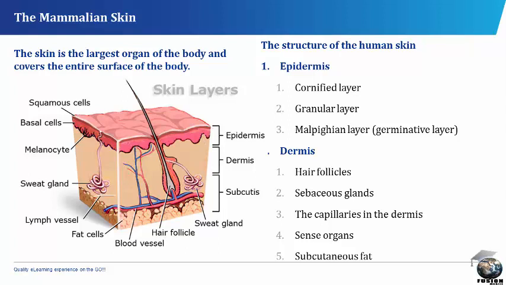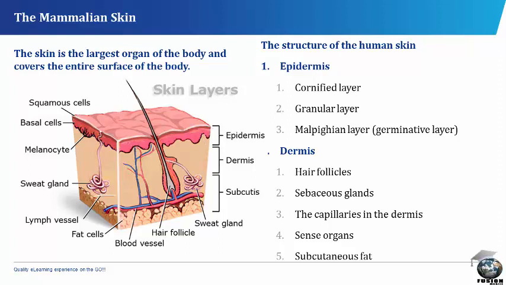Sweat glands, sebaceous glands, and hair follicles are produced from infoldings of the epidermis which reach deep into the dermis. The germinative layer contains the dark pigment melanin, which absorbs ultraviolet radiation, and keratin, a protein which is responsible for the toughness and flexibility of the skin.